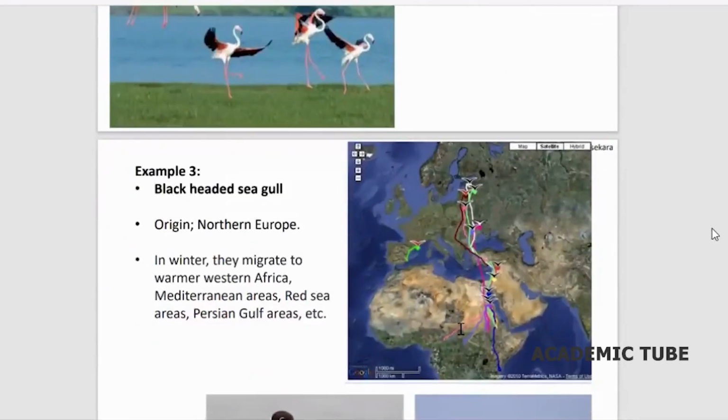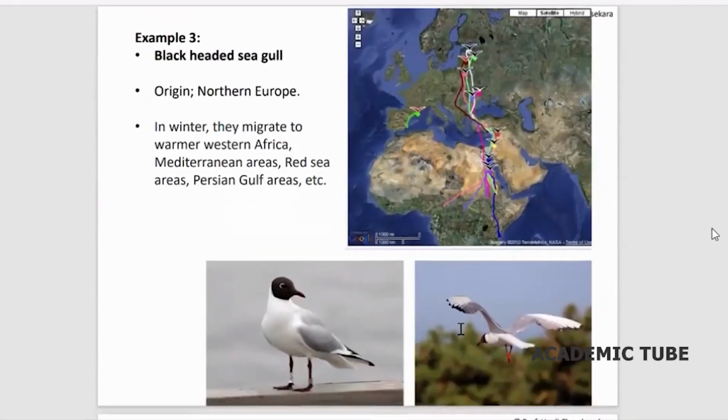The third example, the black-headed seagull. You learned about these seagulls earlier when we were talking about the fixed action patterns, don't you? Now, I told you they are again a migratory species. So they show all those fixed action pattern rituals after they come back from their wintering homes. Now, in the winter, what they do is that they fly to the warmer Central African region. Somewhere in here.